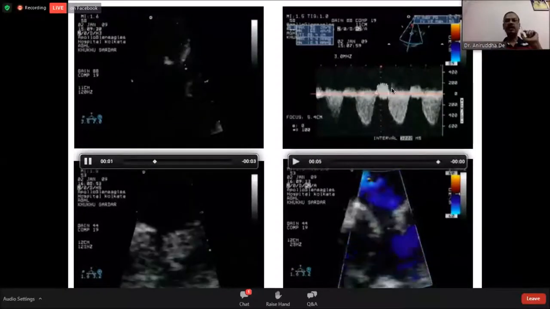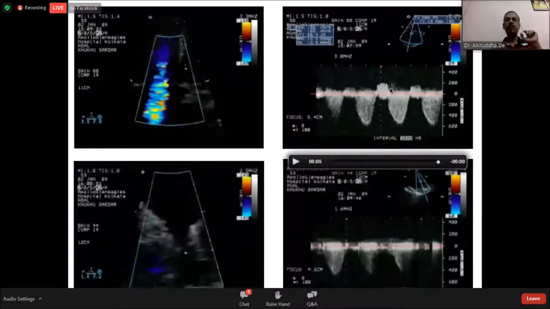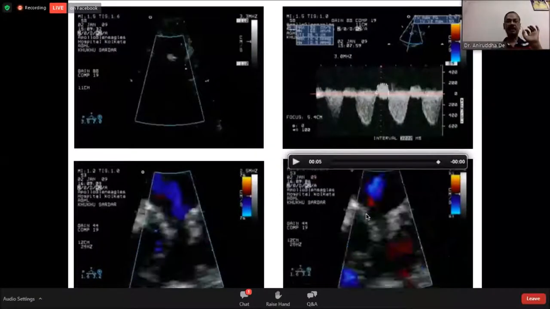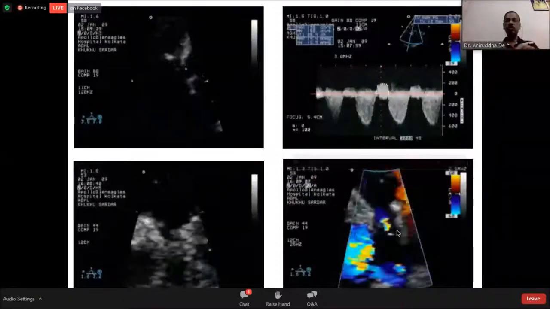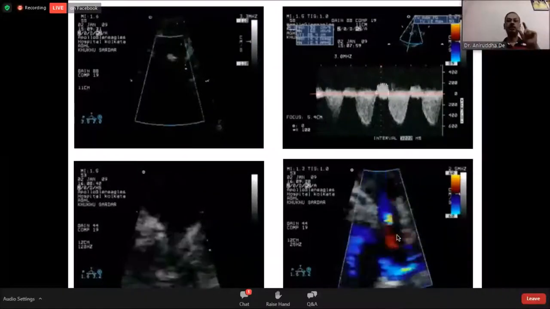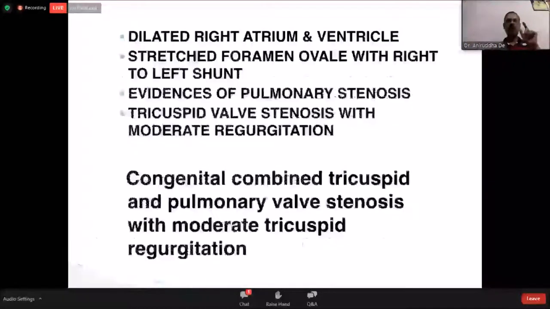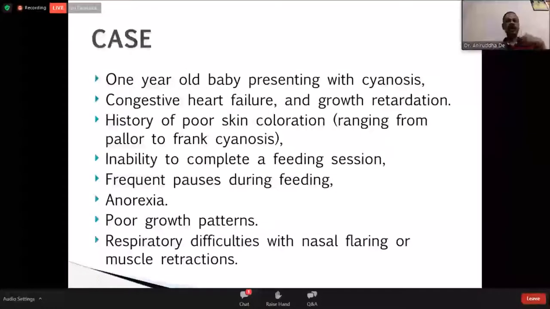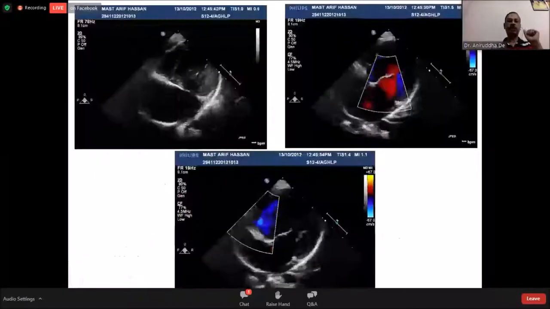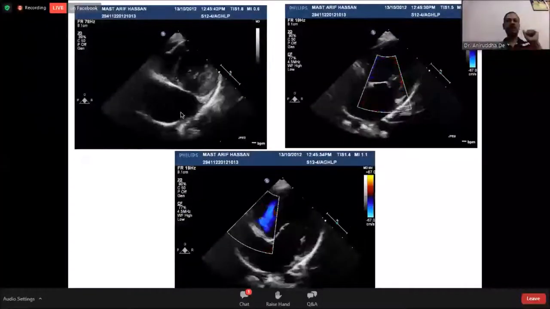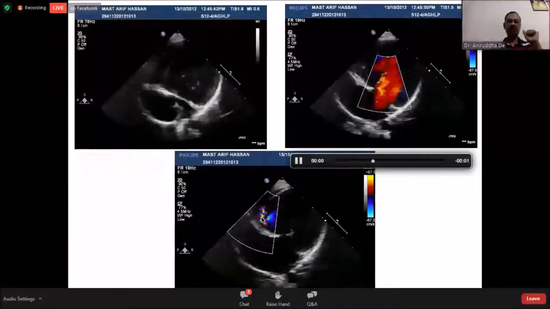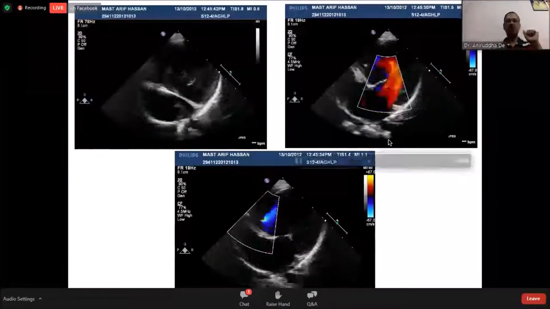You can see the gradient of about 14 mmHg in a one-year-old boy, and there is severe regurgitation. In addition, there is also severe pulmonary stenosis. So it's a congenital combined tricuspid and pulmonary valve stenosis with moderate tricuspid regurgitation. Another one-year-old baby presenting with cyanosis. You can say this is a classical tricuspid atresia. There is a VSD, but there is no flow going in.